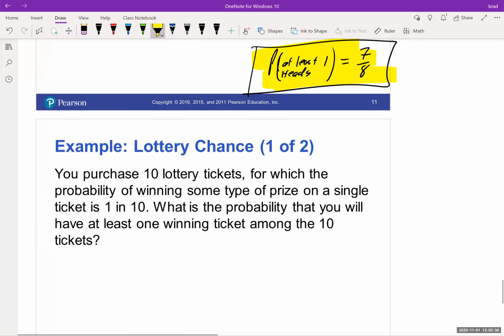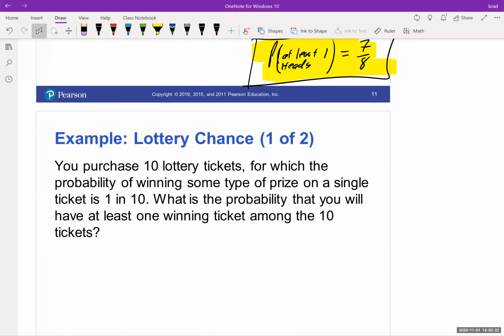Okay, so let's look at this. You purchase 10 lottery tickets for which the probability of winning some type of prize on a single ticket is 1 in 10. What is the probability that you will have at least one winning ticket among the 10 tickets? So that means that there's a chance on this lottery of 1 out of 10. So the probability of winning equals 1 out of 10, okay?